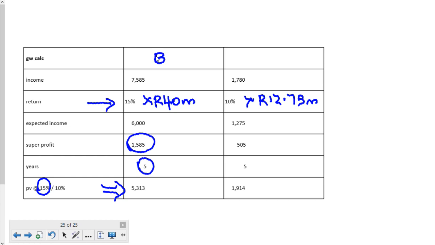Do you agree? On the other side, if we work with the other company, they must make 10% on 12.75 million, so they must make 1275. They're currently making 1780, so they have super profits of 505. I'm also going to discount that over 5 years, but I'm going to do it at 10%. I get that goodwill number, 1914.